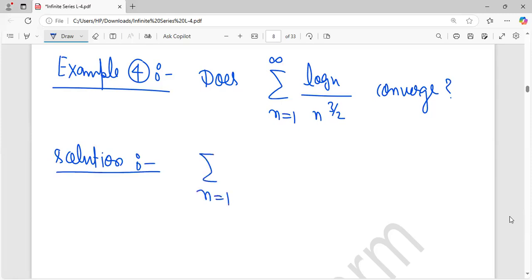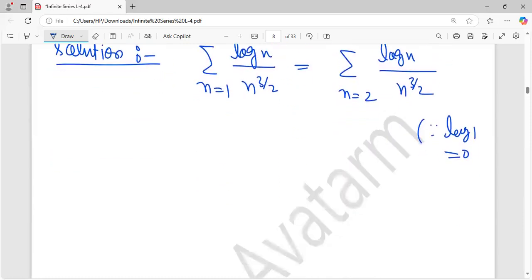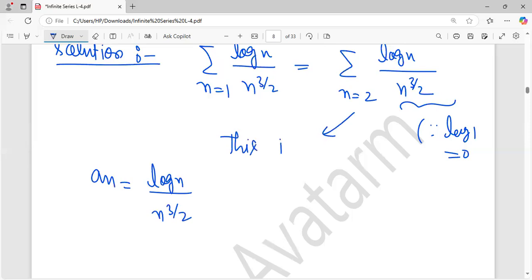Because log 1 is 0, this series starts from n goes to 2 to infinity, log n upon n to the power 3 by 2. Now what is an? This is my an. So an is equal to log n upon n to the power 3 by 2. So this is a positive term series.